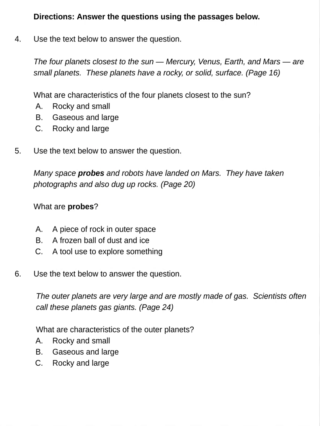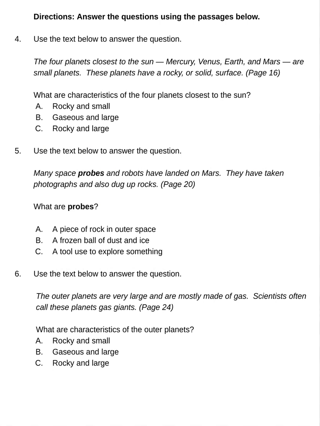Number 5. Use the text below to answer the question. Many space probes and robots have landed on Mars. They have taken photographs and also dug up rocks. What are probes? A. A piece of rock in outer space. B. A frozen ball of dust and ice. C. A tool used to explore something. Circle the correct answer. Highlight any clues about what a probe might be in the text above.